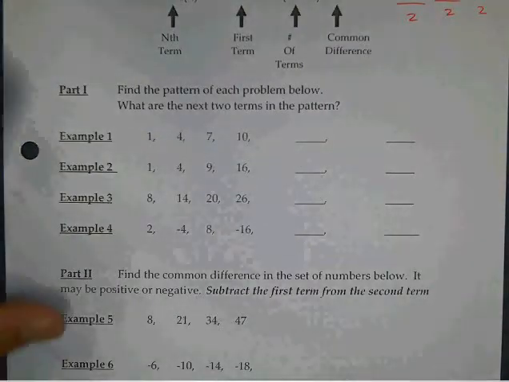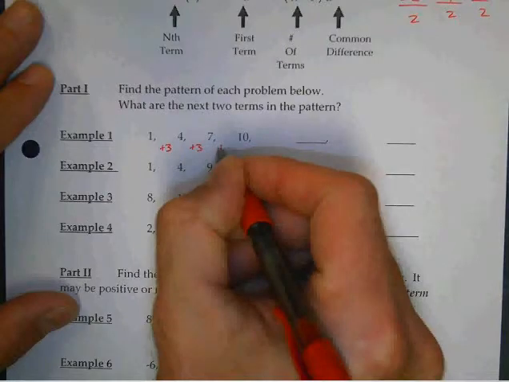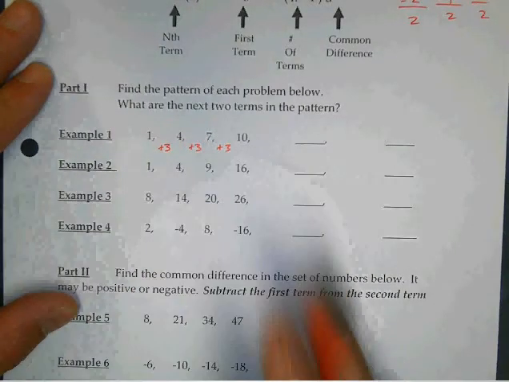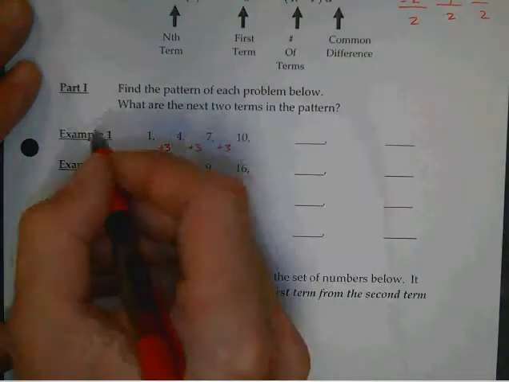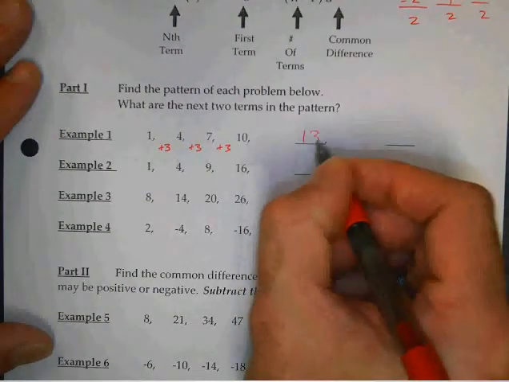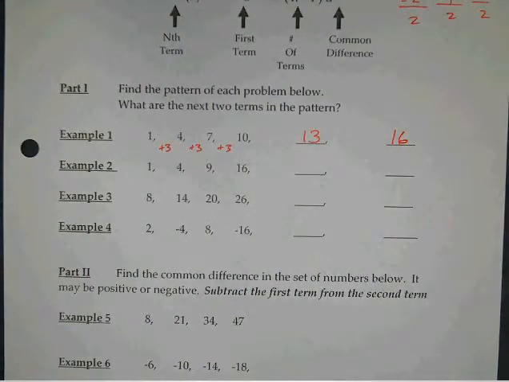Scotty. It's add 3. Okay? Notice, if you add 3 between each one, does the pattern hold? So in this one, it has a common difference. And so 13 and 16 become our next two numbers. That is an example of an arithmetic sequence. Look at the next one. Different pattern.